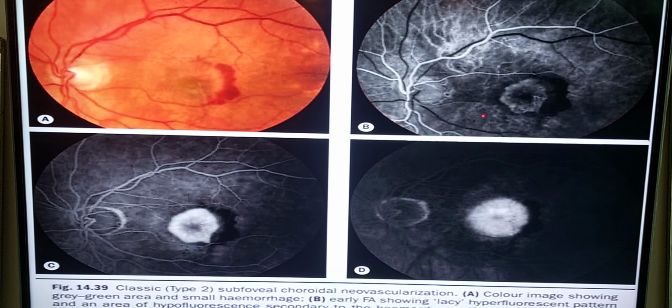On fundus angiography, you can see that hyperfluorescence with a well-defined lacy pattern is seen, and the hemorrhage is indicated by a hypofluorescent area. Progressively, the hyperfluorescence increases and is still well-defined, and this shows the late venous phase in which there is more intense hyperfluorescence present.